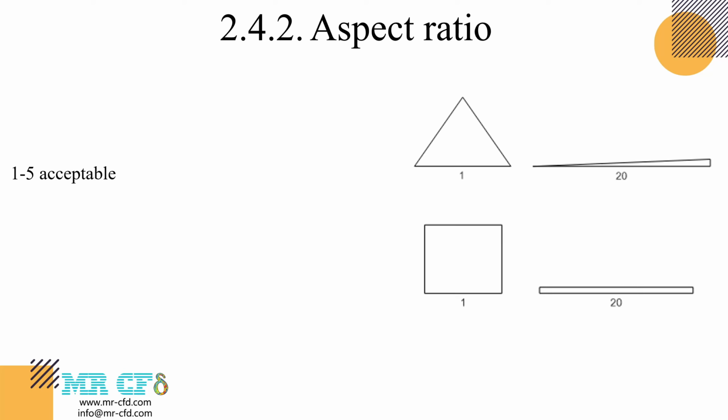Looking at the quality guidelines, an aspect ratio of 1 represents a perfect cell with no stretching, like an equilateral triangle or a perfect square. Values below 5 are generally considered good for most applications. Aspect ratios between 5 and 20 may be acceptable in certain regions, particularly where the flow is aligned with the stretching. However, values above 20 often become problematic unless they're specially placed in boundary layer regions.